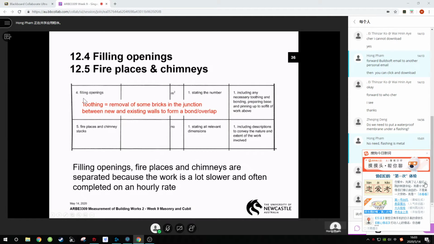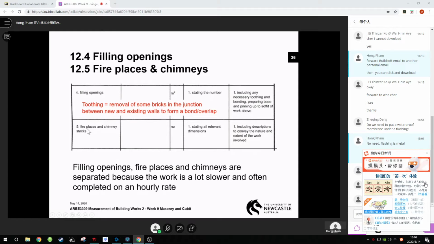So 12.4 is in meter square, and you state how many numbers. For example, you got 4 door openings. You say, I got 4 numbers. But the quantity is in meter square. So let's say you got a 1 meter by 2 meter door. Each opening is 2 meters square. You got 4 number, your quantity is 8 meters square. And in your description, you say you got 4 number. Okay, that is for 12.4.